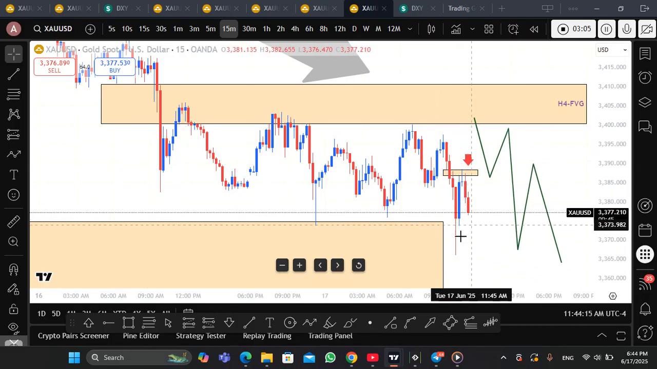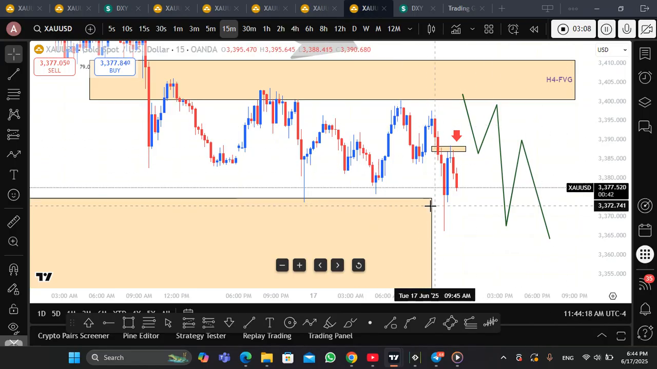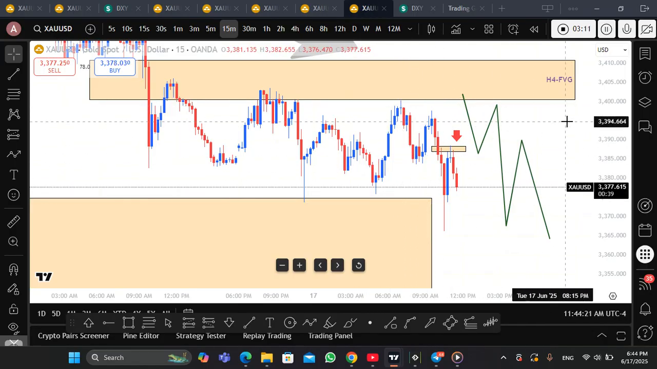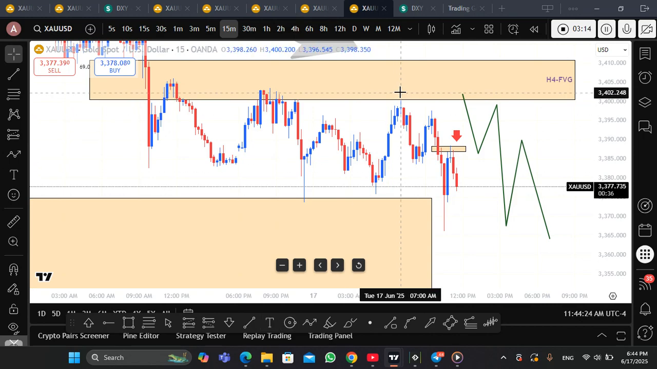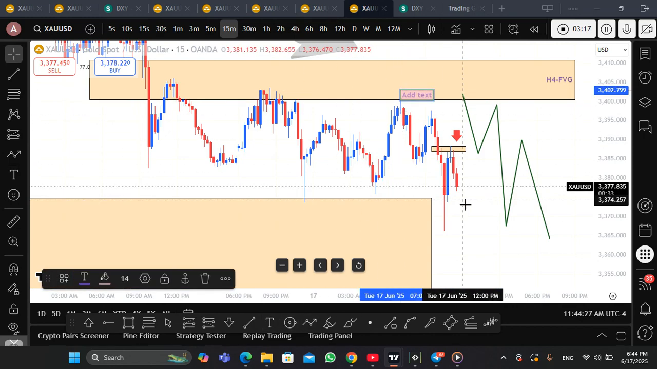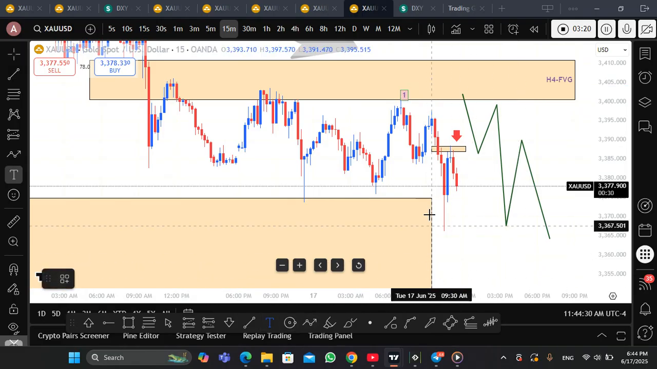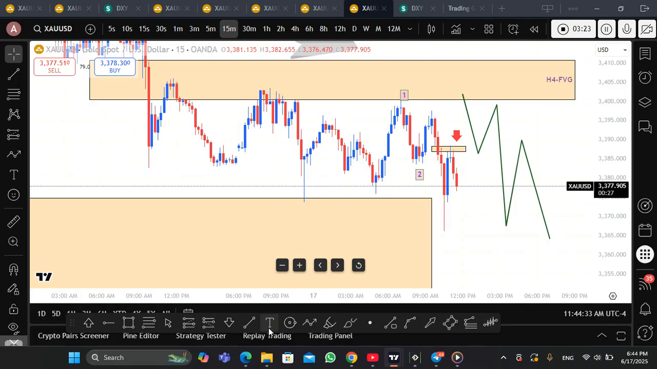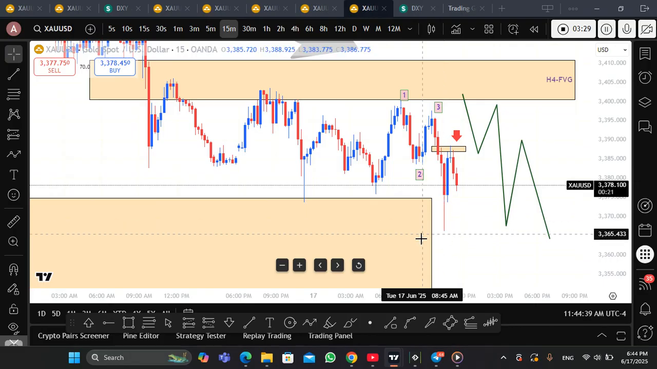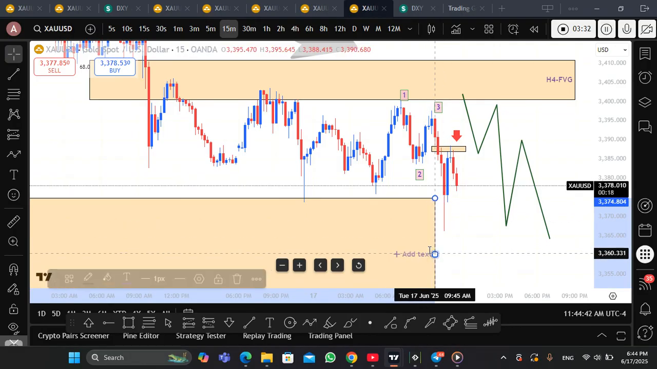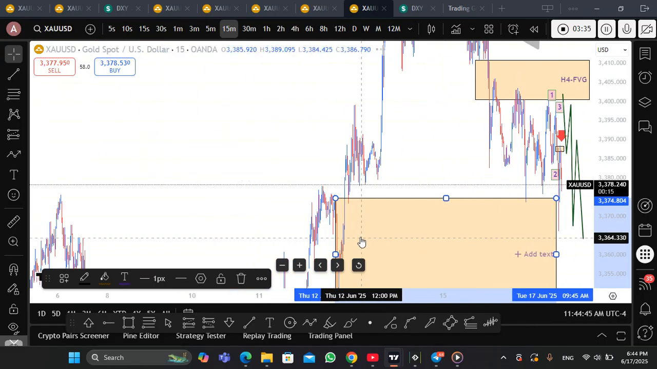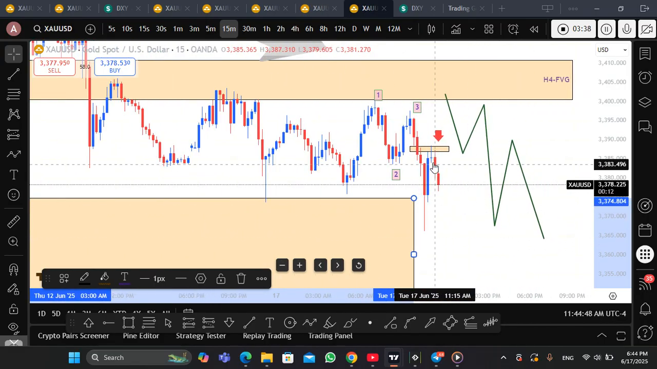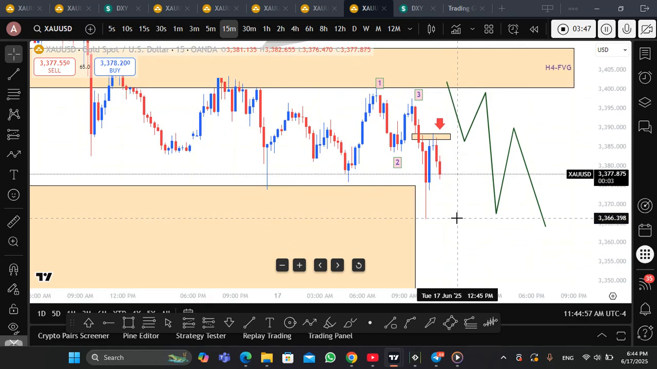This is the structure. The second thing you should know is that, as you can see, this is one, this is two, and this is three. Three violates two and then moves downward, and suddenly is rejected from this order block, and makes a rejection, and then returns to the area of the fair value gap, and then we make a sell again, and then it moves down to this area.